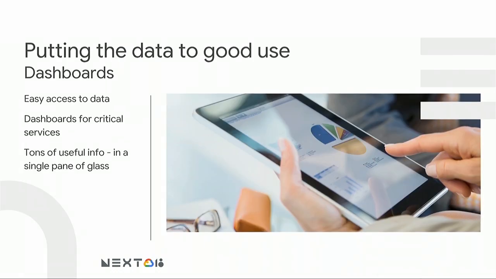After we added all this data into StackDriver, we started thinking about how to put it to good use. First of all, we wanted to make it more easily accessible for us and for our developers. And we did that by using Dashboard API to create specific dashboards for all our critical services. They basically allowed us to display a lot of useful information, both built-in and custom, for any given service in a single pane of glass.